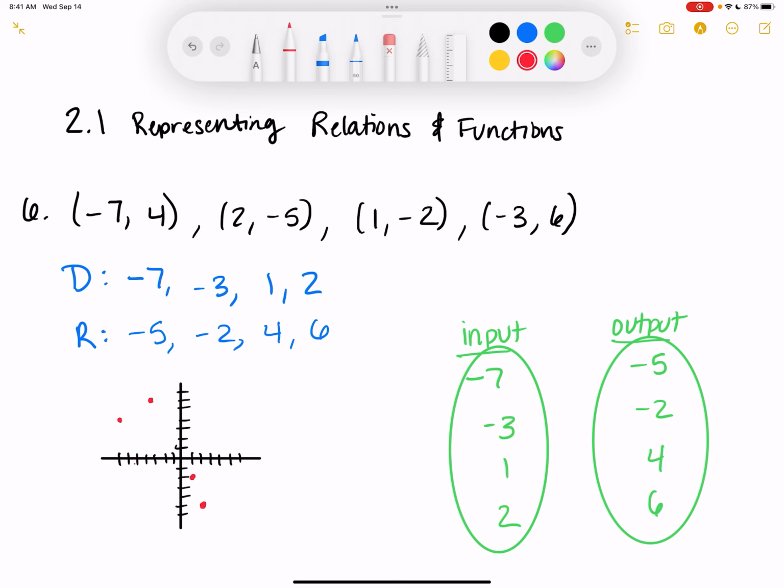So now you just draw the line. So -7 to 4, 2 to -5, 1 to -2, and -3 to 6.